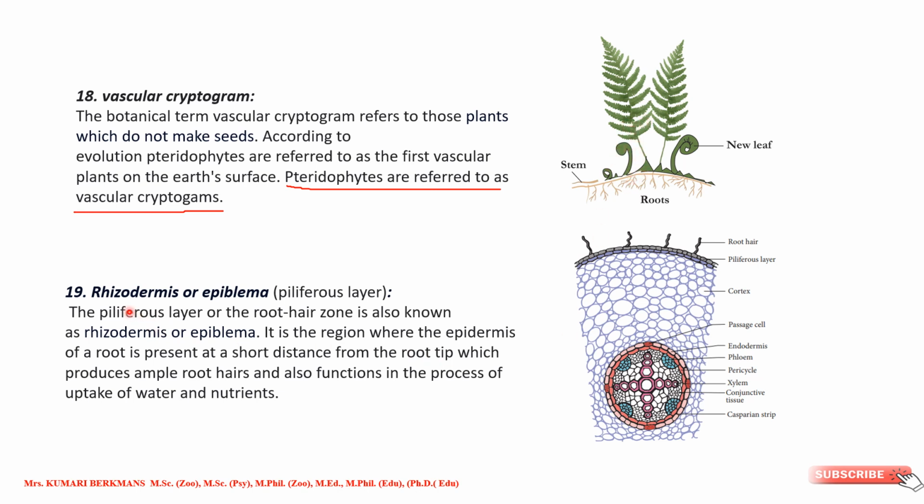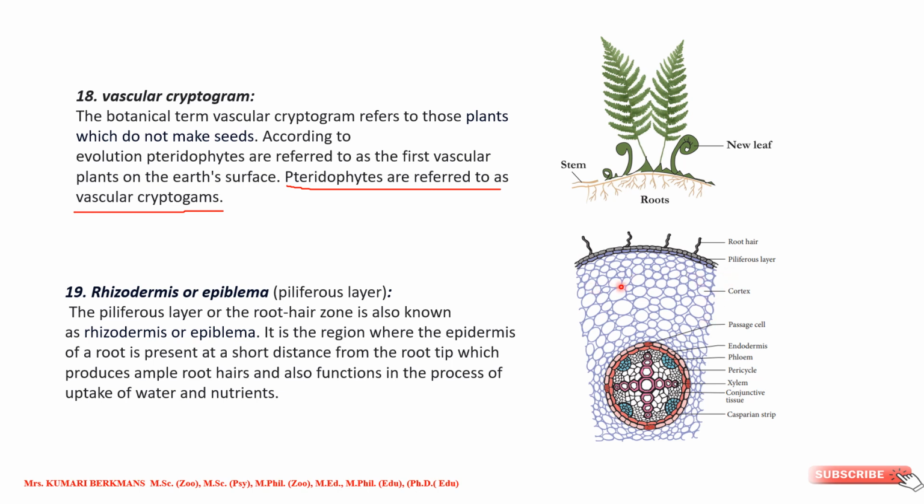Now next one, rhizodermis or epilemma. The question is, what is piliferous layer? Where is it present? You can see here a cross section of the root. This zone is called the piliferous layer. In this area only we can find the root hair. In this region only we can find the root hair. So the outer layer is called the piliferous layer.